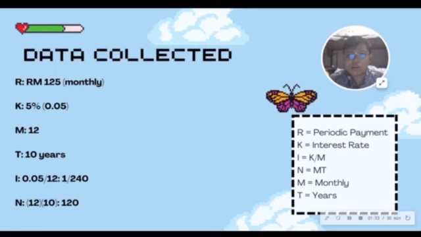For the data collected, R is 125 ringgit because Haris saves 125 ringgit every month. K is 5% because Standard Chartered gives 5% a year. M is 12 because monthly. T is 10 years. I is 0.05 over 12, which equals 1 over 240. N is 12 times 10, equal to 120. Which is the future value.